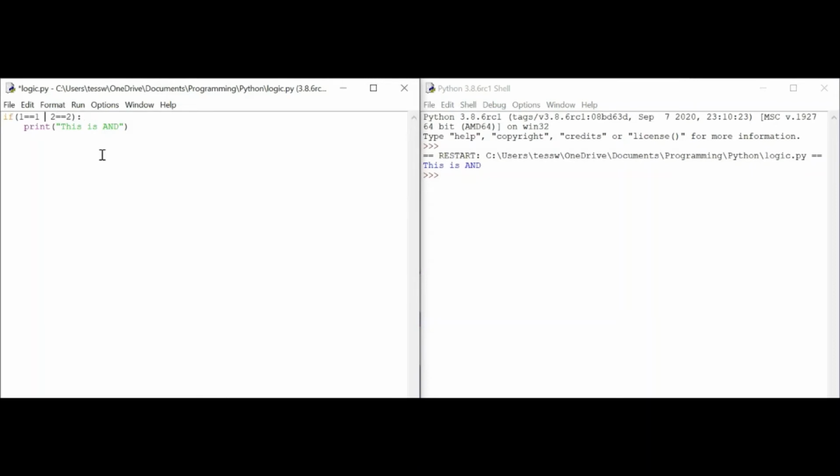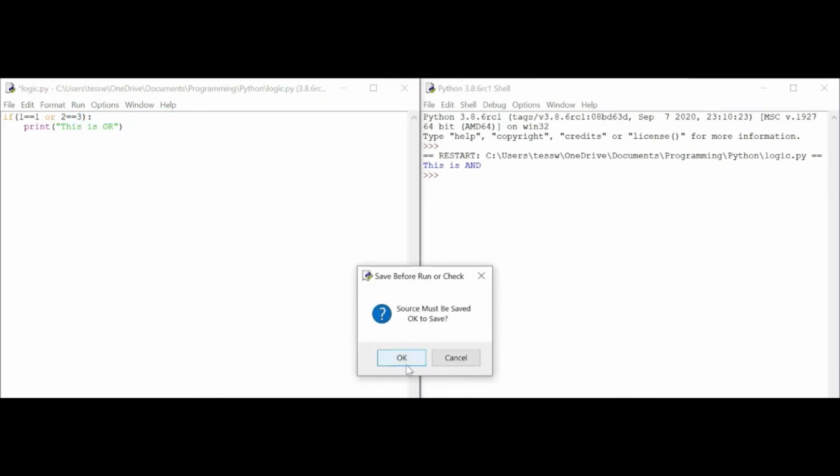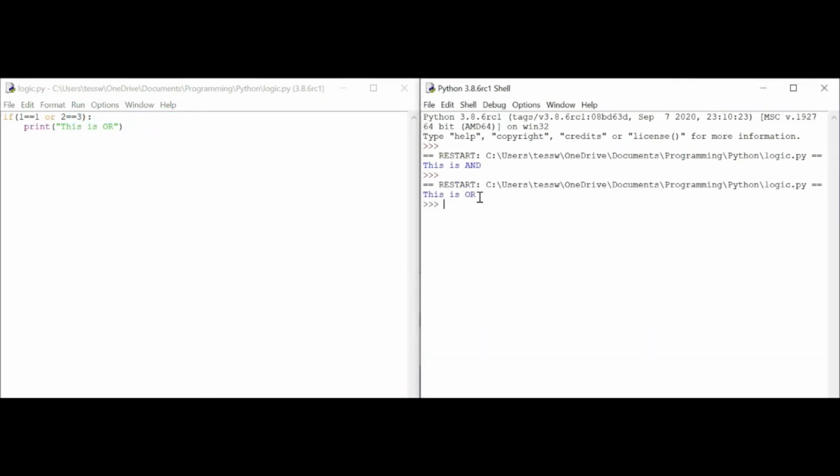Now let's take a look at or. Python uses the keyword or. So let's say if 1 equals 1 or 2 equals 3. So this is true and this one's false. But since one of them is true, it should still print. And it does. So with or, you can also see these 2 bars to represent or in other languages.